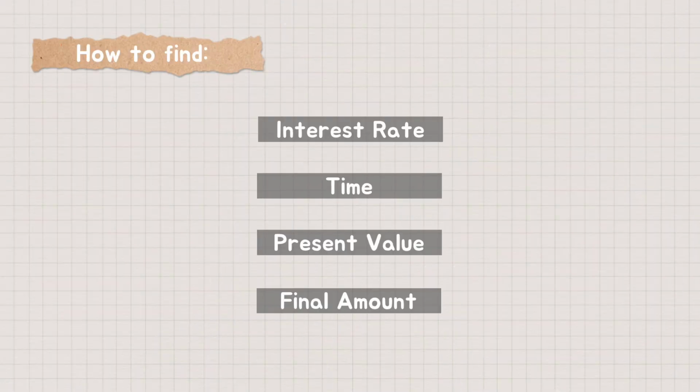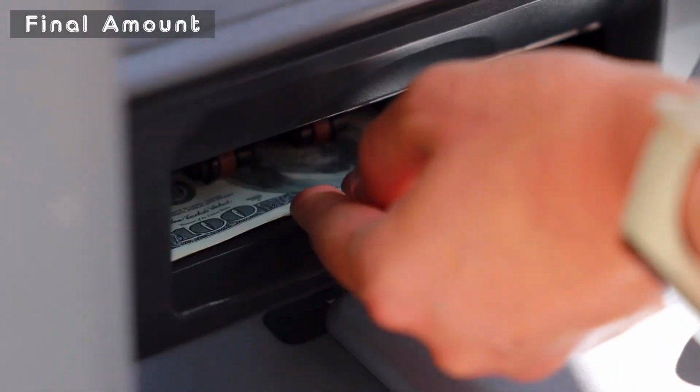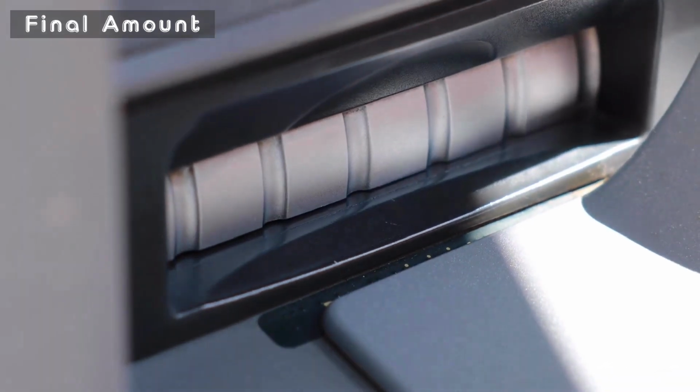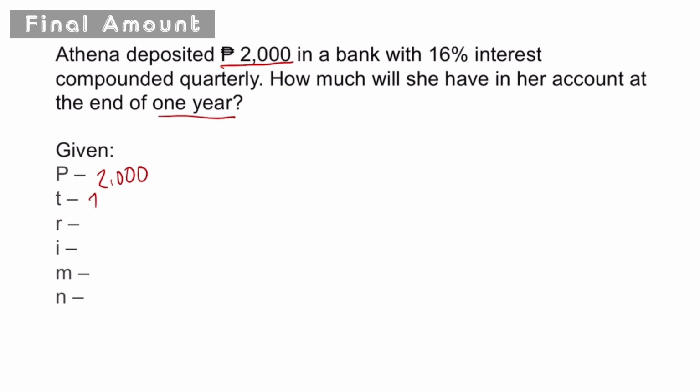And fourth, let's find out how to find the final amount. Athena deposited 2,000 pesos in a bank with 16% interest compounded quarterly. How much will she have in her account at the end of 1 year? To find the final amount, we need to first identify the given information. That leads us to P is equal to 2,000, T is equal to 1 year, R is equal to 16%, converted to decimal will be 0.16.